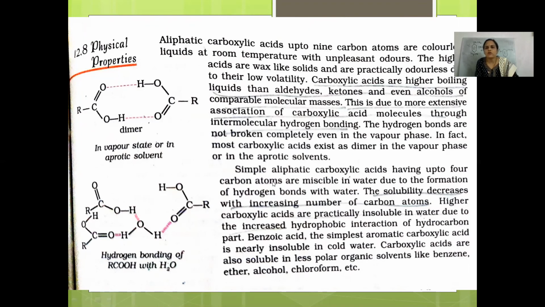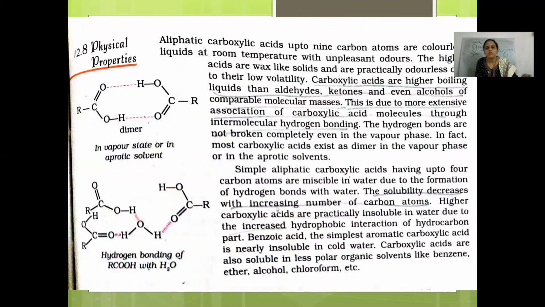So the hydrogen bonds are not broken completely in the vapor phase. You can see this diagram, vapor state. Two molecules of carboxylic acid combine with one another extensively through hydrogen bonds, resulting in the formation of a dimer. So most carboxylic acids exist as dimers in the vapor phase or in aprotic solvents, and that's why carboxylic acids have got the highest melting points, even higher in comparison to that of alcohols.